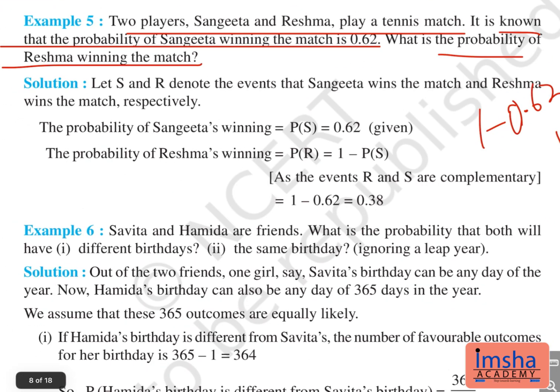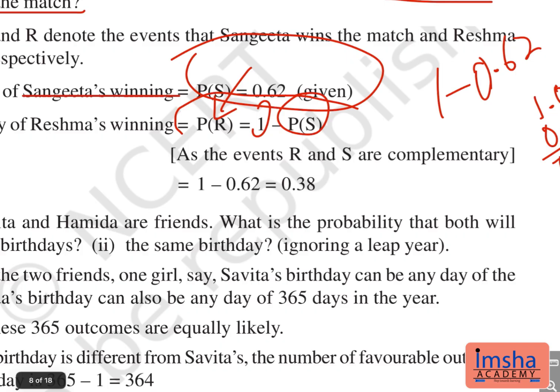So see here, the probability of Sangeeta winning is P of S, this is given, and we have the formula, that is, the probability of Reshma winning means Sangeeta not winning, right? So 1 minus Sangeeta winning. So when we remove the value, we get 0.38.